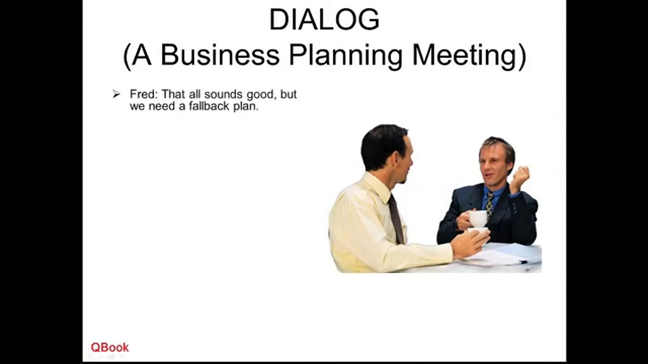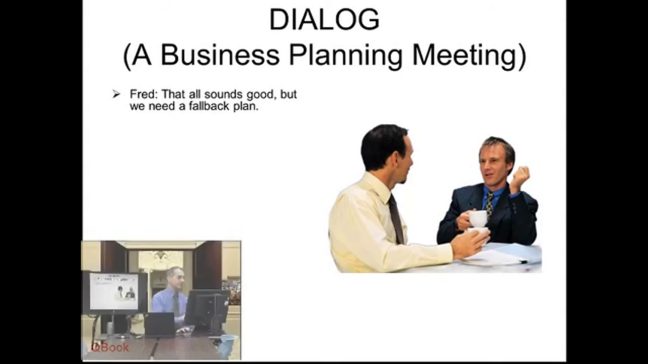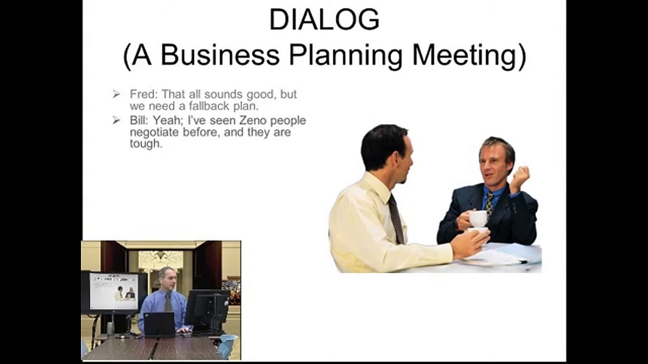Fred says, that all sounds good, but we need a fallback plan. I like that idea of a fallback plan. So what we've done here is we've gotten our targets, we've gotten our order. Now we need to say, hey, what happens if things don't go right? What do we do? And Bill says, yeah, I've seen Zeno people negotiate before, and they are tough.